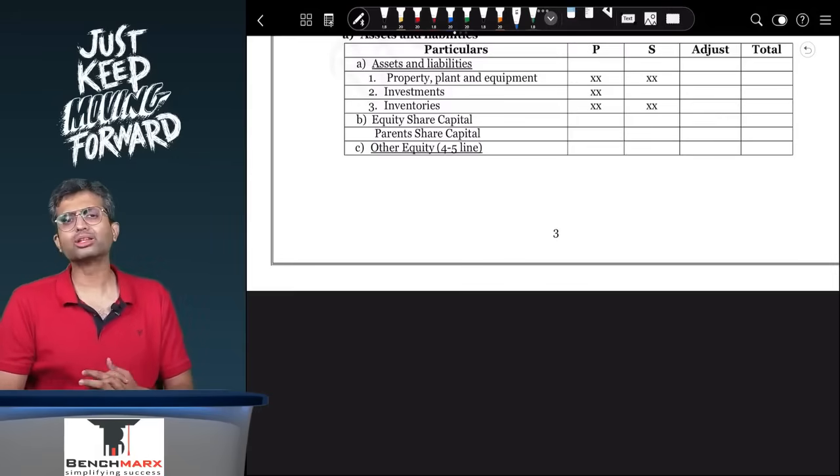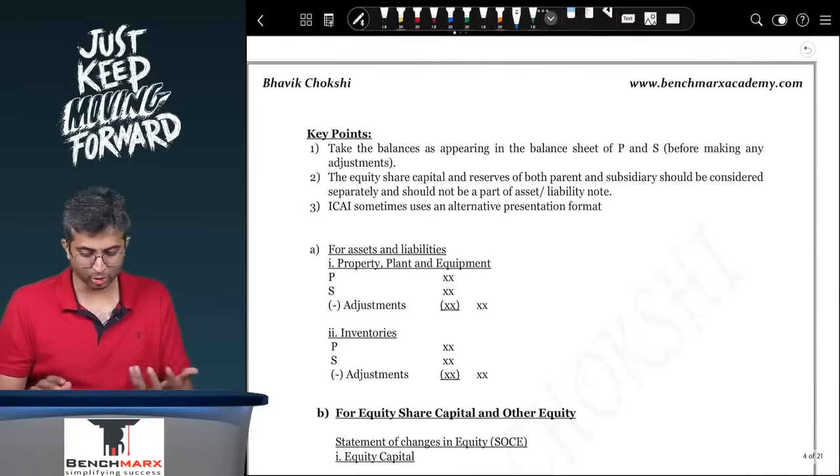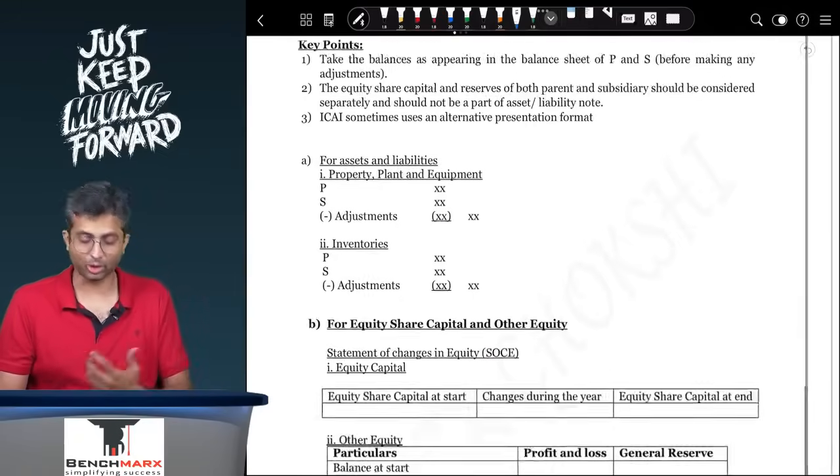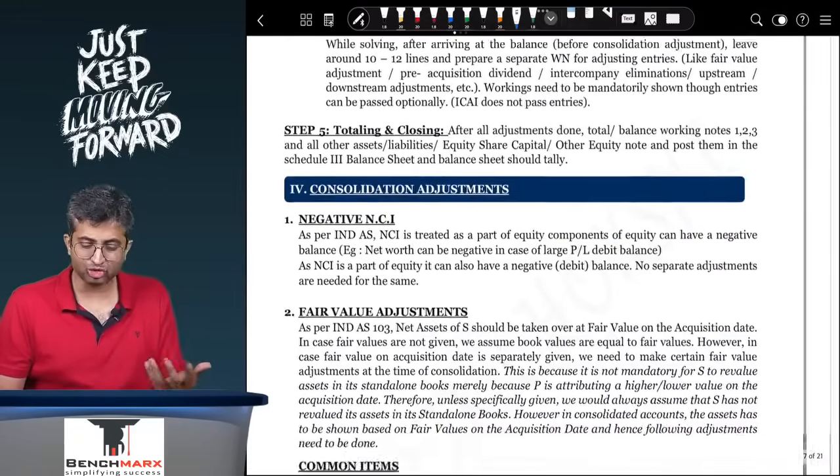Now, what are the crucial adjustments over here? Now, this is the format, okay? You will total up and pray to God that your consolidated balance sheet does tally. Now, what are the adjustments over here?